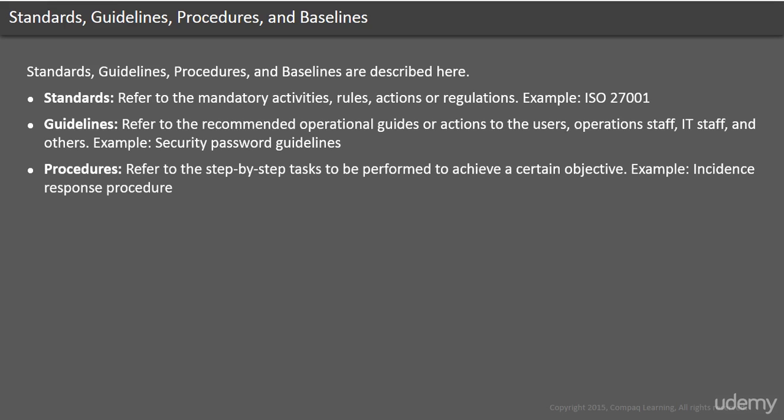Procedures are the step-by-step tasks that should be performed to achieve a certain goal. The steps can apply to users, IT staff, operations staff, security members, and others who are required to carry out specific tasks. Procedures are considered the lowest level in the policy chain because they are closest to the computers and users when compared to the policies. An example would be an incident response procedure.